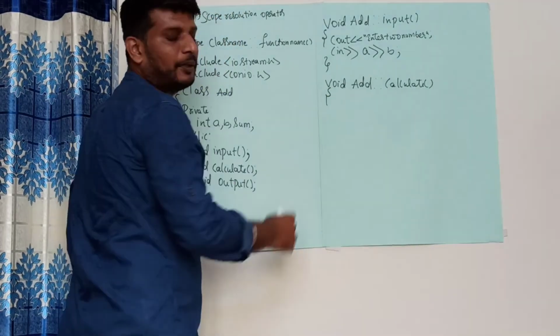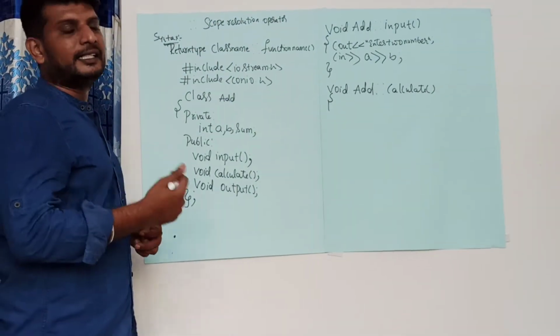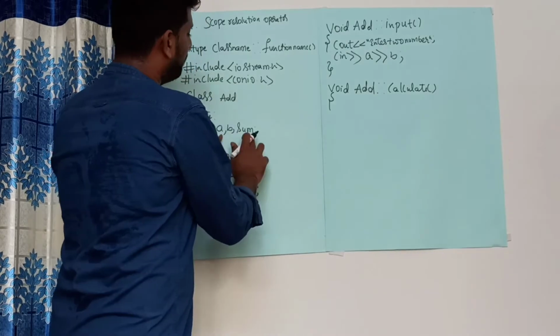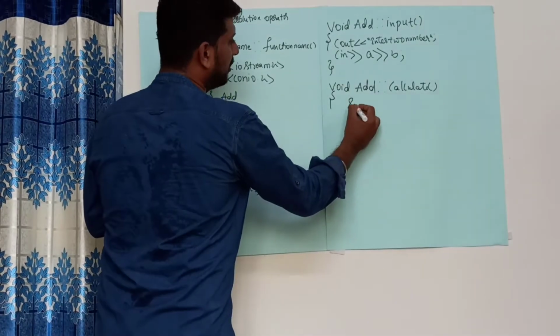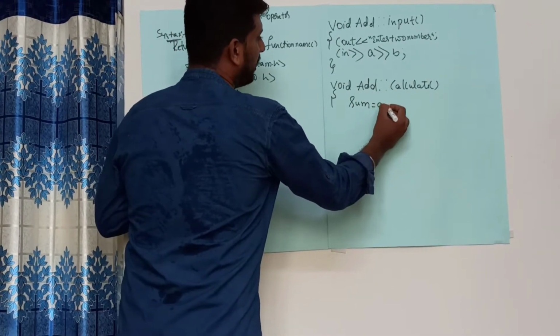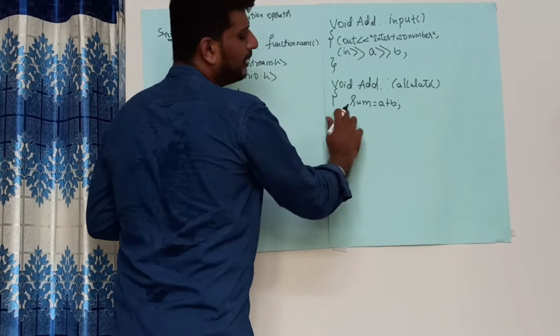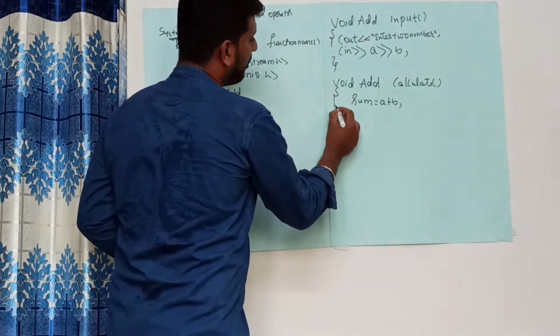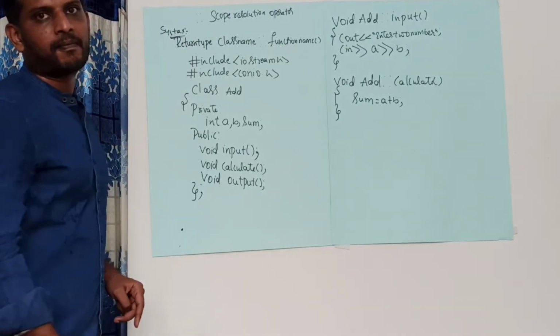Okay, in the calculation part, what will I do? I have to add these two numbers. So I will perform the processing, that is sum is equal to a plus b. Okay, the processing part is over. So I will close this particular function.